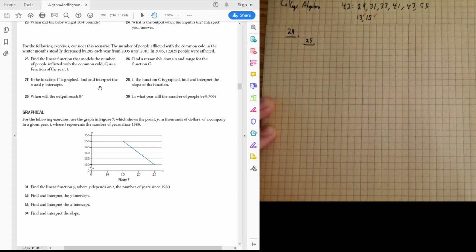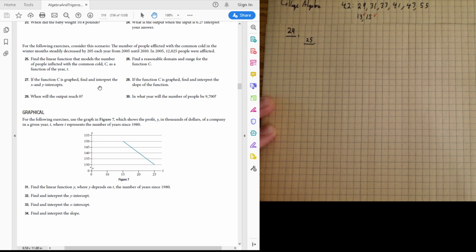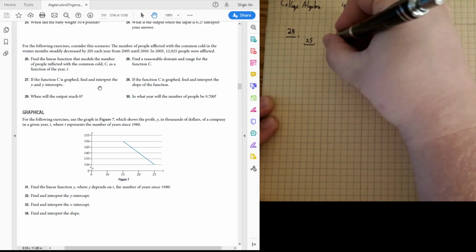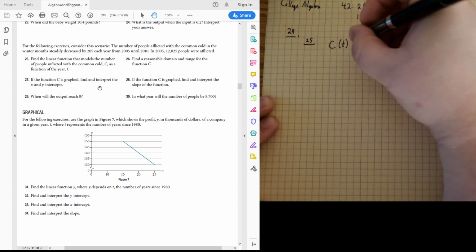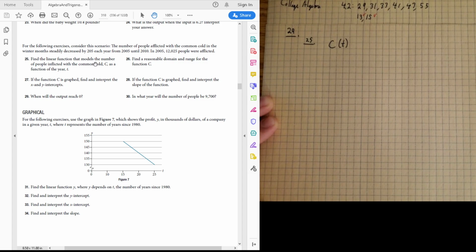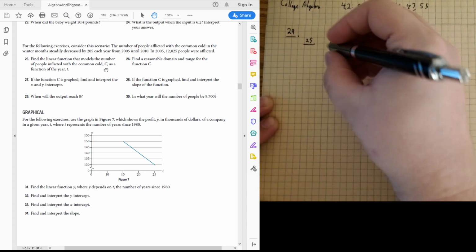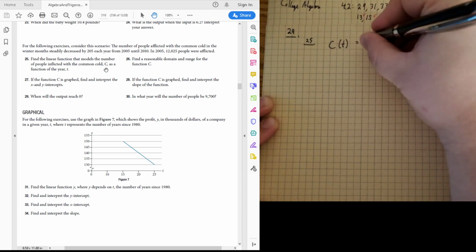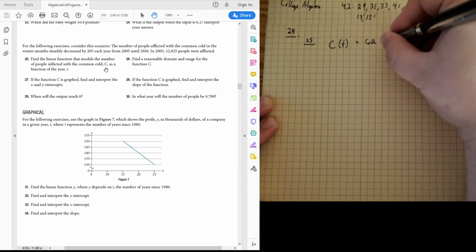For the following exercises, consider this scenario. The number of people afflicted with the common cold in the winter months steadily decreased by 205 each year from 2005 until 2010. In 2005, 12,025 people were afflicted. So I'm going to go ahead and find the inputs. It says write C in terms of T. How do I know that? It says right here, find the linear function that models the number of people afflicted with the common cold, C, so that tells me C as a function of year, T, so C of T. This tells me colds based on year.